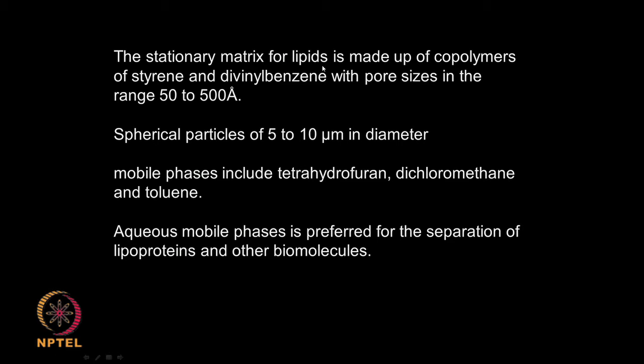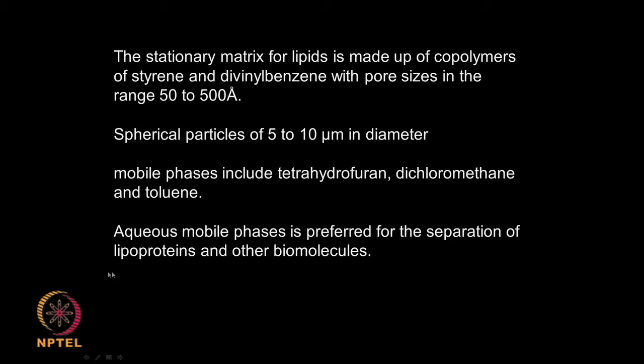The stationary phase for lipids is made up of copolymers of styrene and divinyl benzene, whereas if it is a hydrophilic material, you may have a hydrophilic type of polymers. For lipids you have styrene or divinyl benzene with pore size varying from 50 to 500 angstrom, in spherical particles of 5 to 10 micron. The mobile phase could be tetrahydrofuran, that is THF, or dichloromethane or toluene.